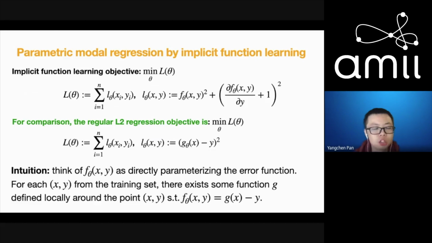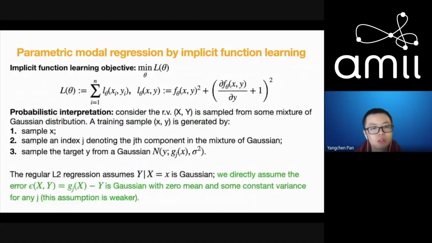Here is a probabilistic interpretation of our objective. We can consider the random variable. The training set (x, y) is sampled from some mixed Gaussian distribution. A training sample, a realized random variable (x, y), can be thought of as generated by first sampling x and then sampling an index j denoting the jth component in the mixture of Gaussians. Then we sample the target y from the corresponding Gaussian distribution. Recall that the regular L2 regression assumes y given x is Gaussian, but we directly assume the error g(x) minus y is Gaussian with 0 mean and some constant variance for any component j.